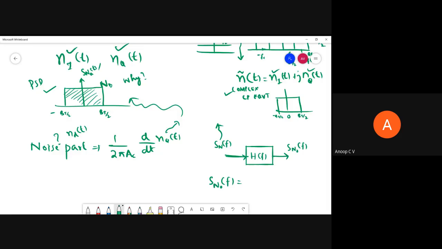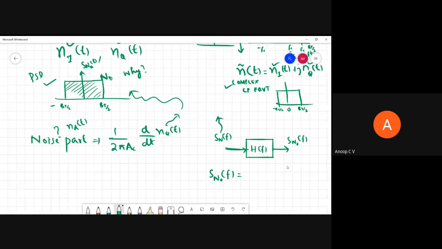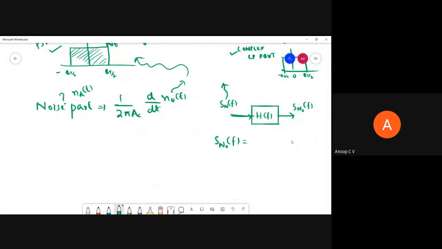Shavin, your answer is not correct. If it was the Fourier transform, the answer would have been correct. But this Sn of f is not the Fourier transform. It's the power spectral density. You might have studied this in DSP or in signals and systems, so we'll just define it.